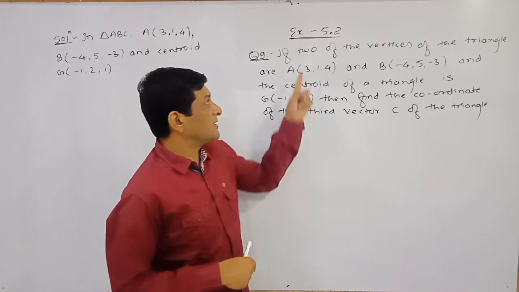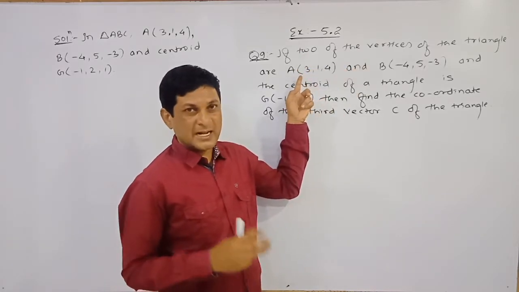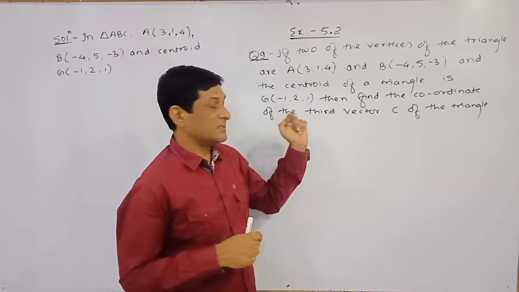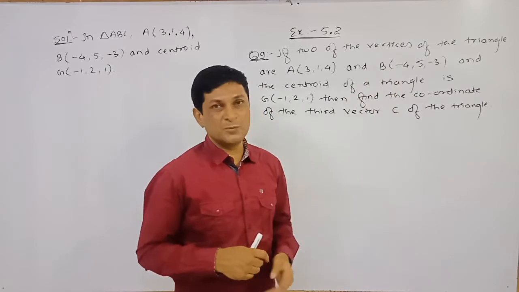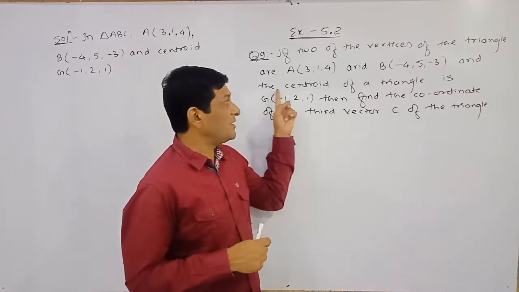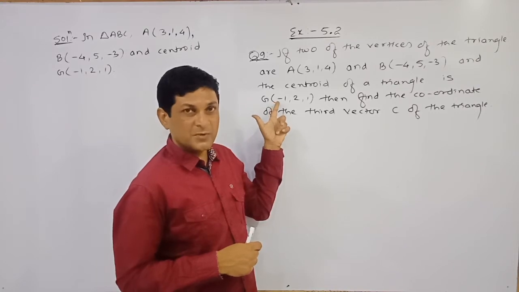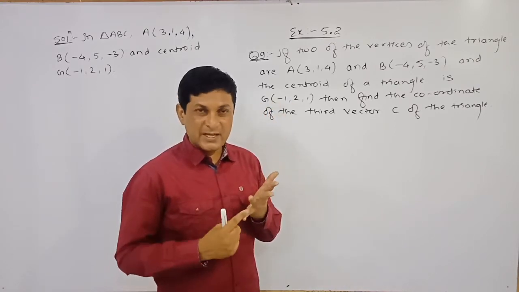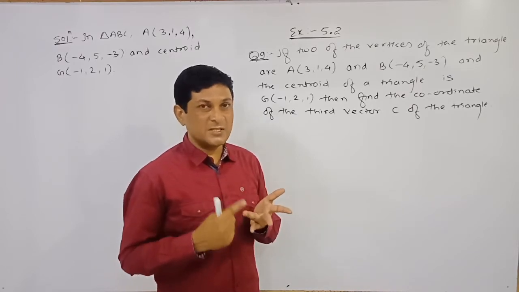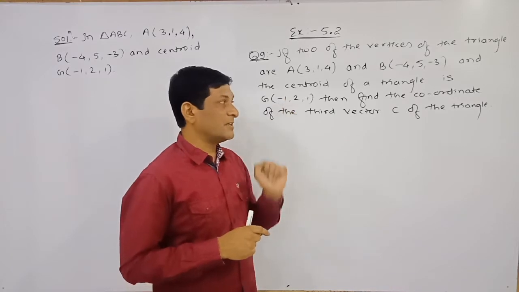It is given to us that two vertices of a triangle are given. A triangle has how many vertices? Three vertices. So the coordinates of vertex A and vertex B are given, and the coordinates of the centroid G of the triangle are also given. It is given that G is the centroid of the triangle. The coordinate of vertex C is not given, and the centroid of the triangle is given to us.